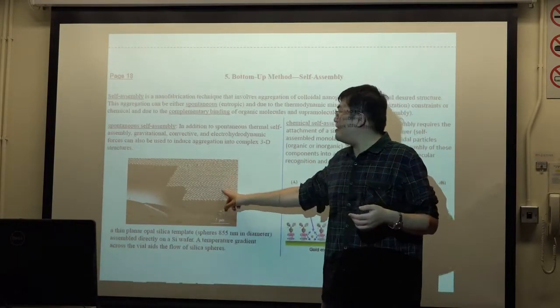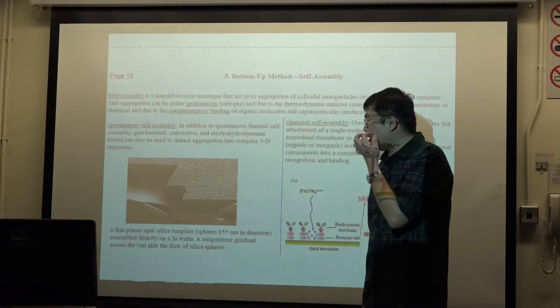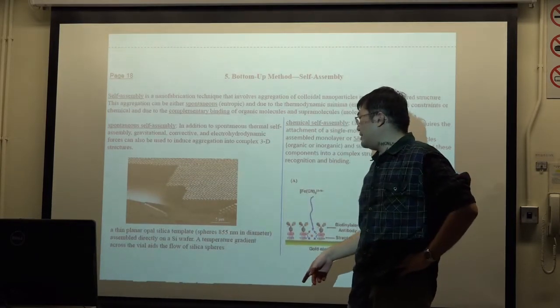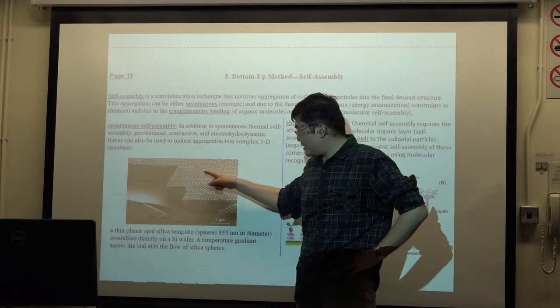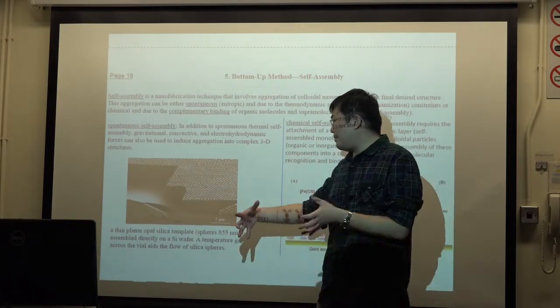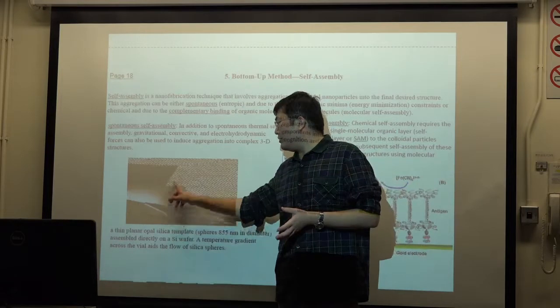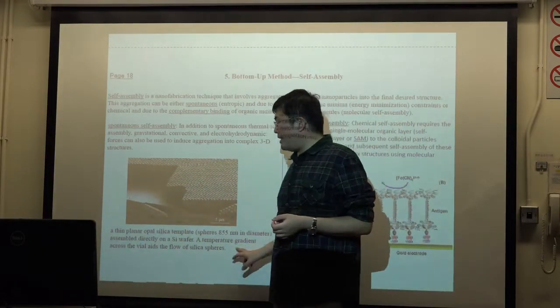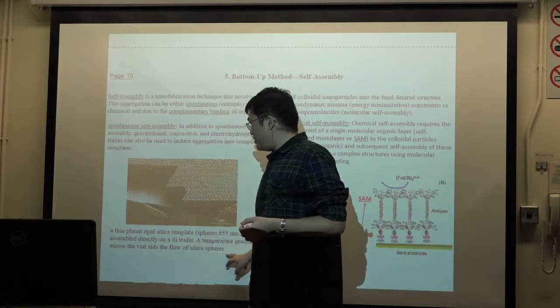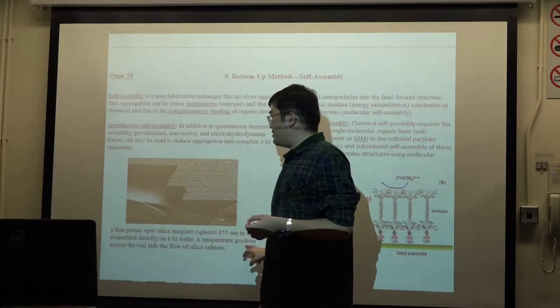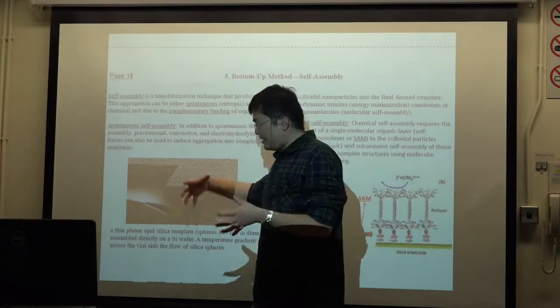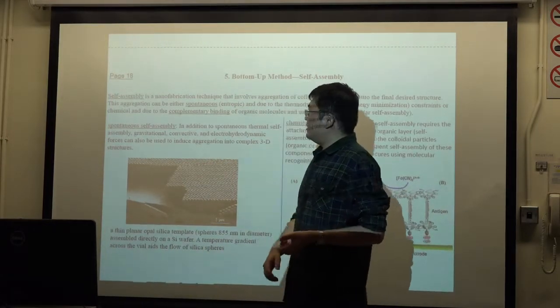So this pattern is very successful. You can see here, this is a silicon oxide sphere. The assembly is on the silicon wafer. The assembly happens here because there is a temperature gradient across this sample. They heat this up and make this assembly.